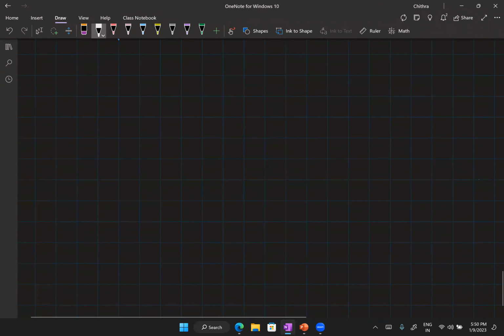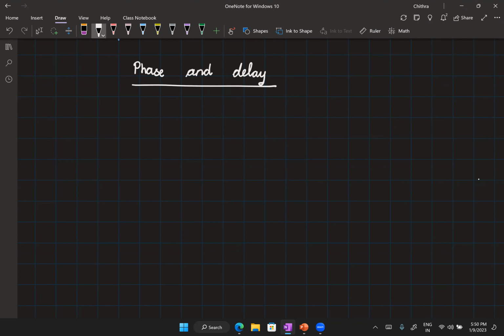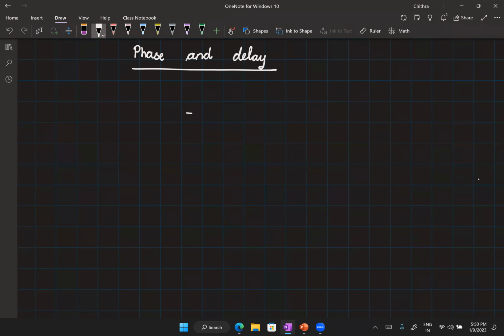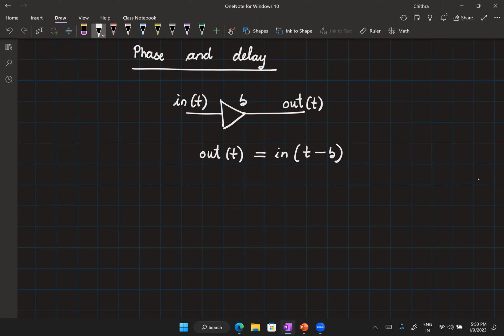So now let us look at the relationship between phase and delay. So let me assume an ideal buffer. So we have this buffer which has a delay given by delta, right? So if I have some input in of t, let's say this output is out of t. So can you give me the expression for out of t in terms of in of t and delta? So this is going to be in of t minus delta.